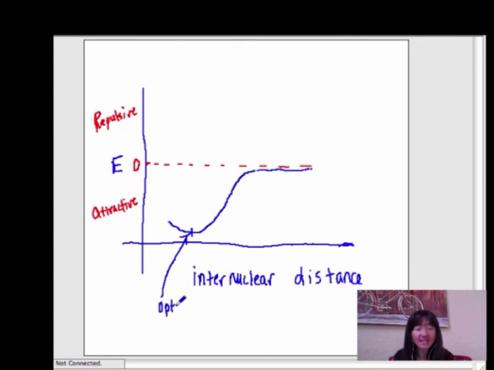And we would define it as the sum of the van der Waals radii. The optimal attraction.